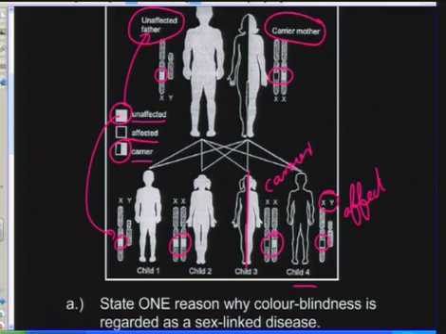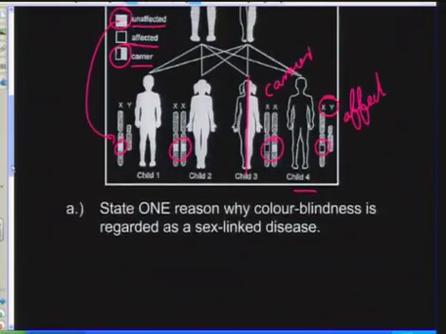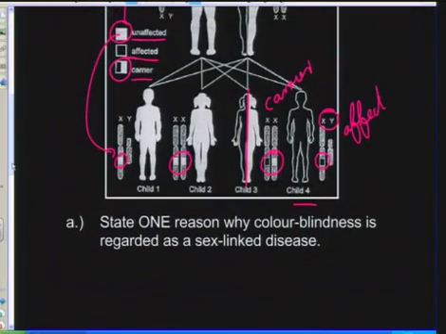So we've looked at the diagram, we've looked at whatever information they've given to us, and we've unpacked that information. Now guys, we've got to look at the questions. So we're going to refer to the questions very quickly, and let's see how we answer them. State one reason why color blindness is a sex-linked disease. Now we've got to give one reason why it is sex-linked.